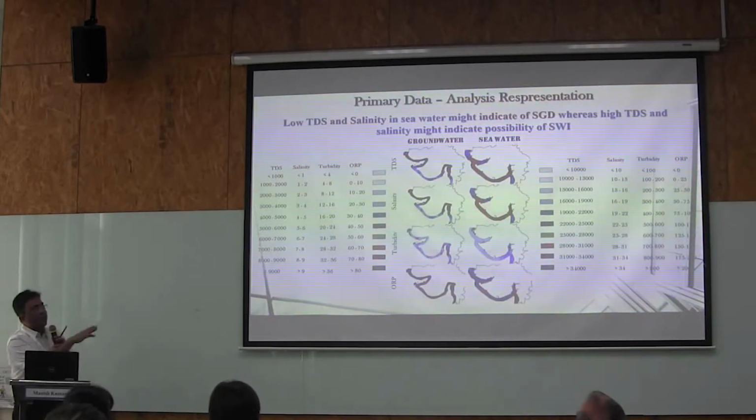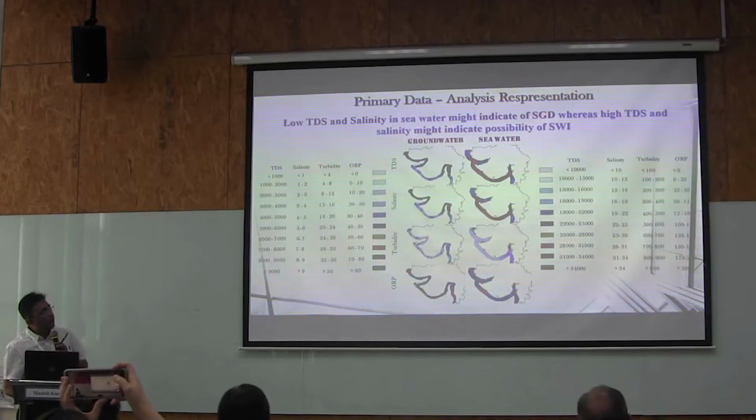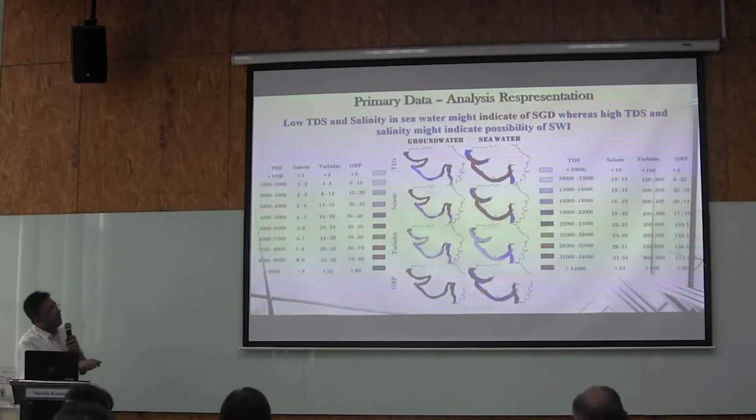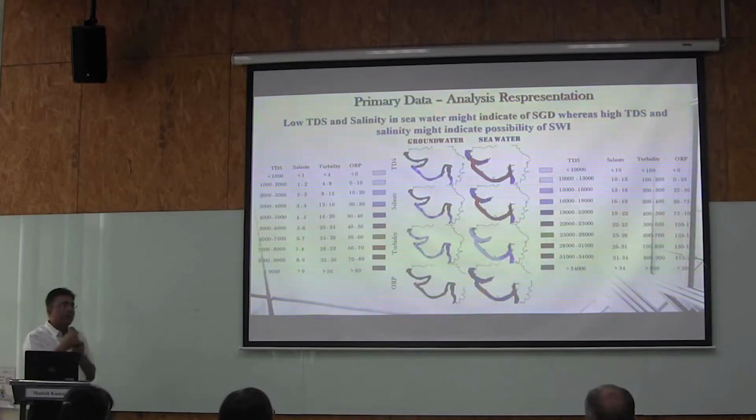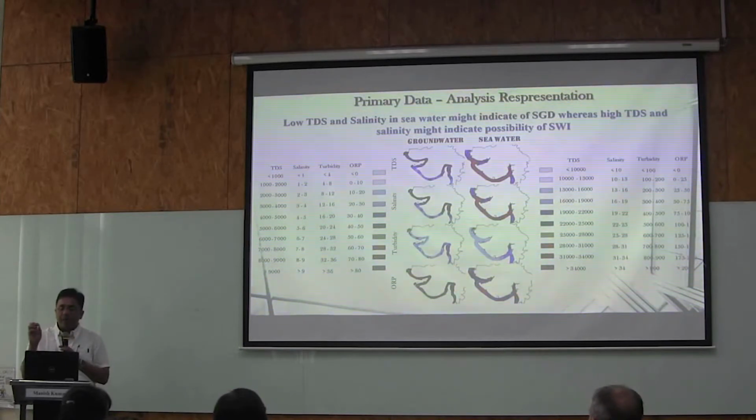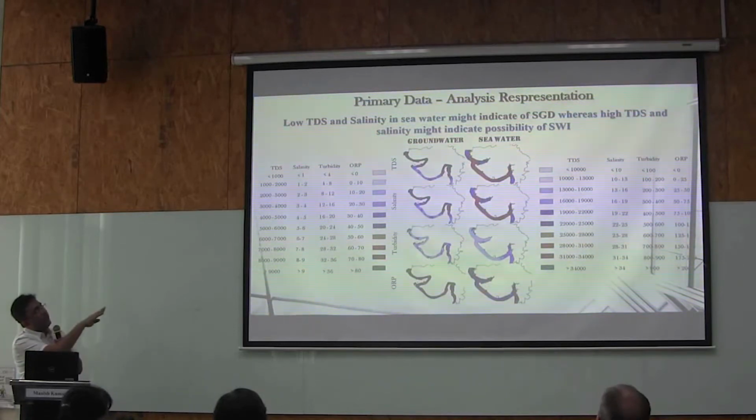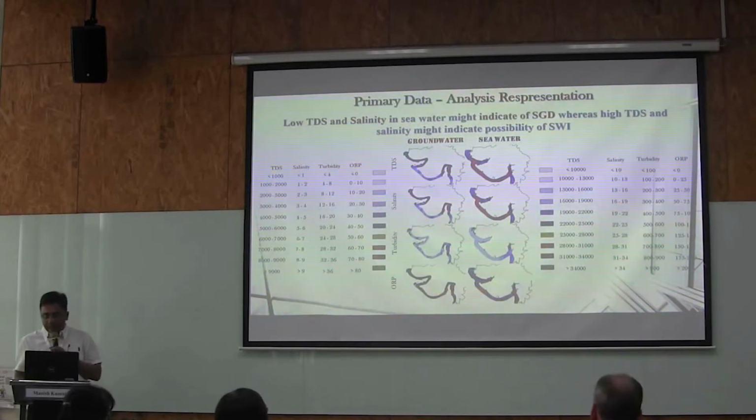Depending on that, we have put together a color schematic diagram to understand the coastal groundwater characteristics and the seawater characteristics. For the groundwater, you can see TDS, salinity and so on, and we match the similarities and dissimilarities. So we have pinpointed where intrusion must be happening and where groundwater discharge is happening. Low TDS and salinity will indicate SGD, and the opposite will indicate seawater intrusion.